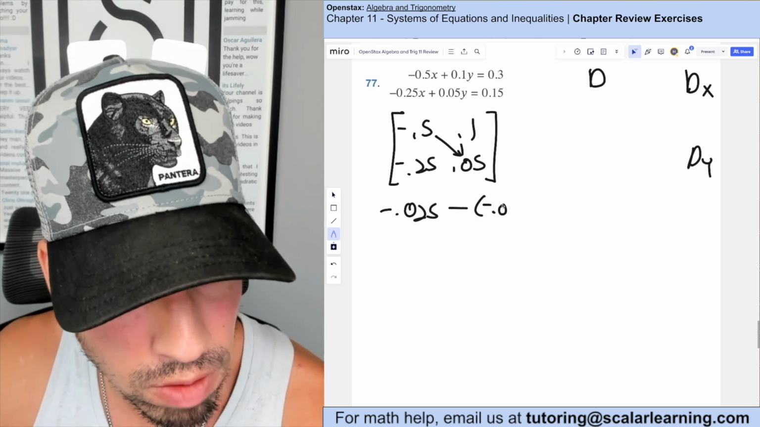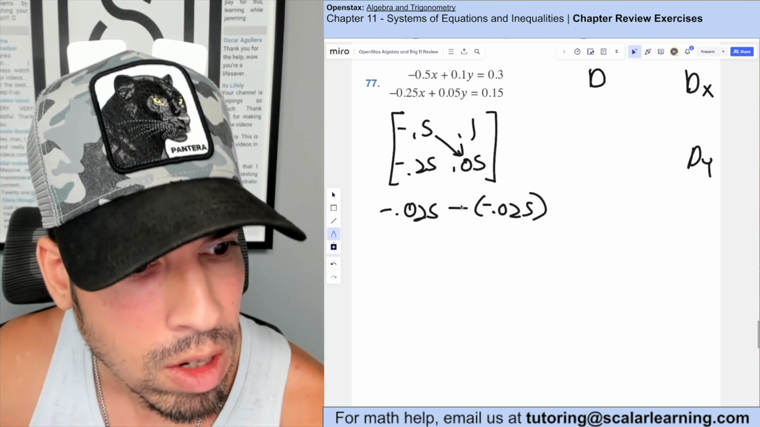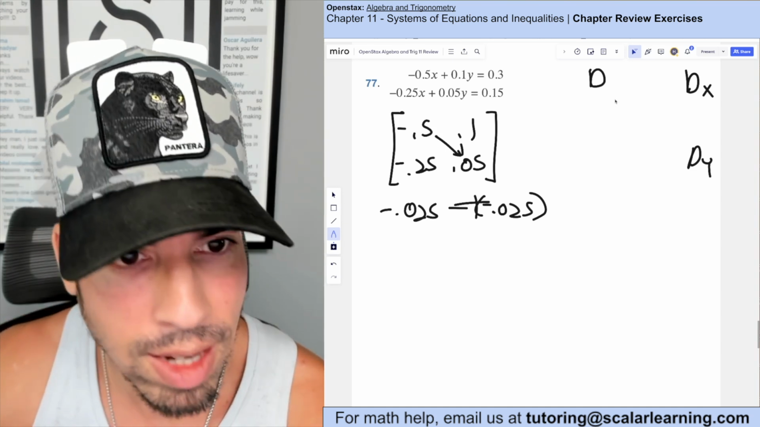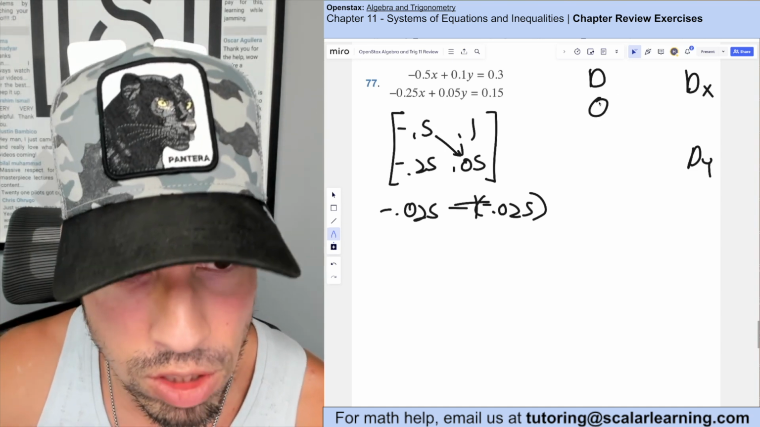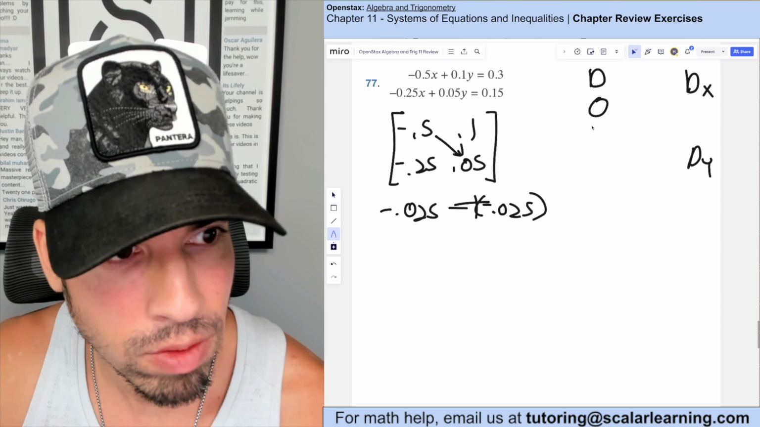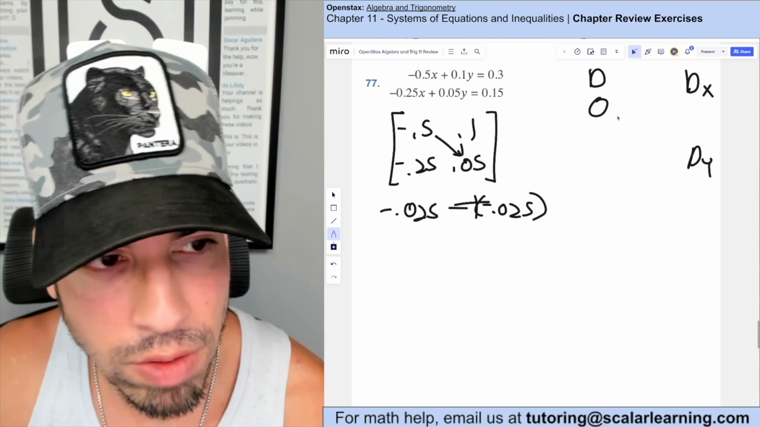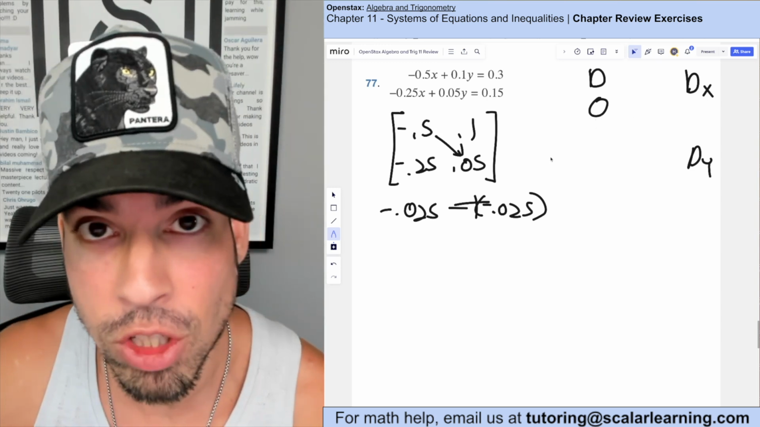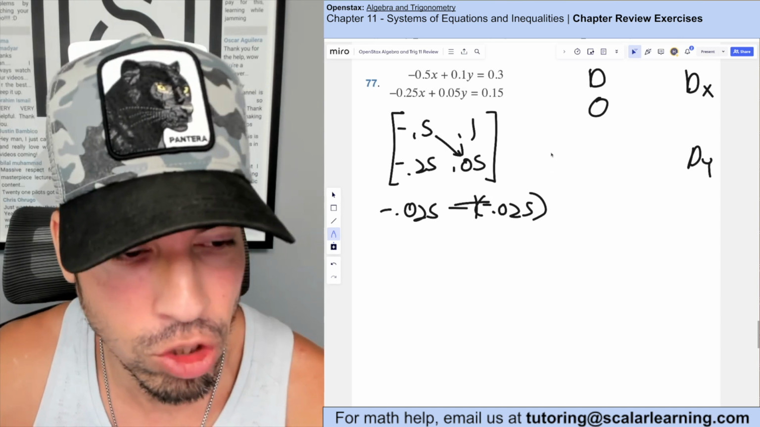And then we take that product, negative 0.5 times 0.05, which is negative 0.025, minus negative 0.25 times 0.1, which is also negative 0.025. So notice what's going to happen here. We're going to add these together, and we get a determinant of 0. When you get a determinant of 0, there could be one of two things happening: we could have a no solution situation or an infinite solution situation.